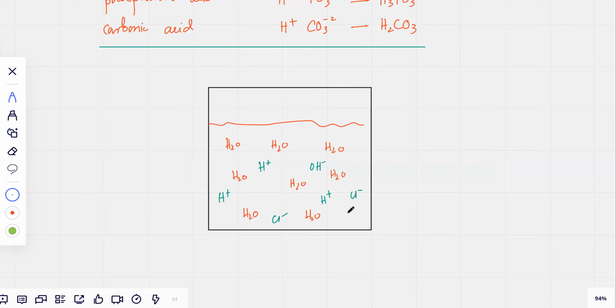If you add an acid to a solution, the quantity of H plus ions would start going up, and the quantity of OH ions would remain the same. Is this part clear?